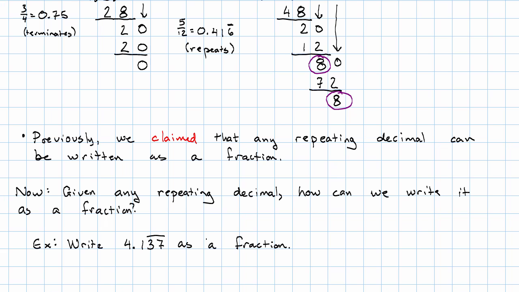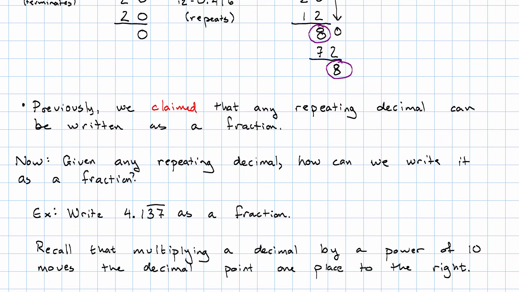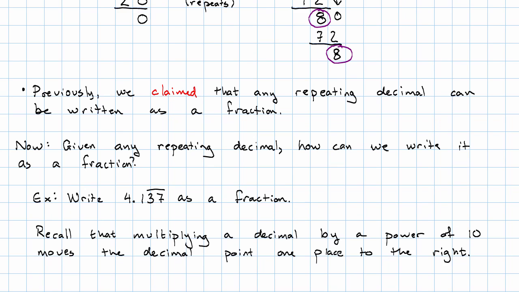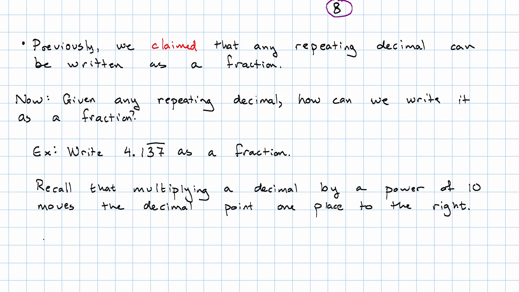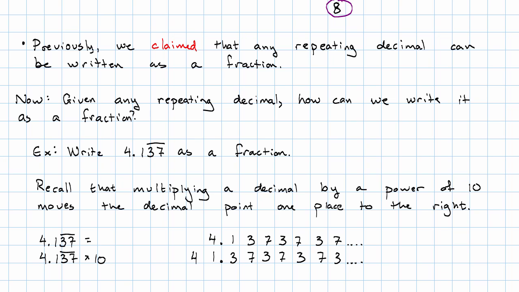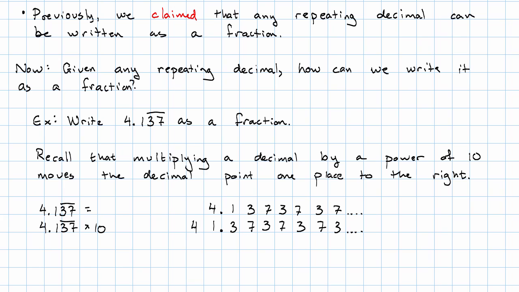Okay, in order to do this, there is a fact that we need to recall. Multiplying a decimal by 10 moves the decimal point one place to the right. So my 4.137 all repeating, that's 4.137373737, and so on. If I take my 4.137 repeating times 10, that has the effect of moving the decimal point one place to the right. So I have 41.37373737, etc. Okay, nothing really good happened there.